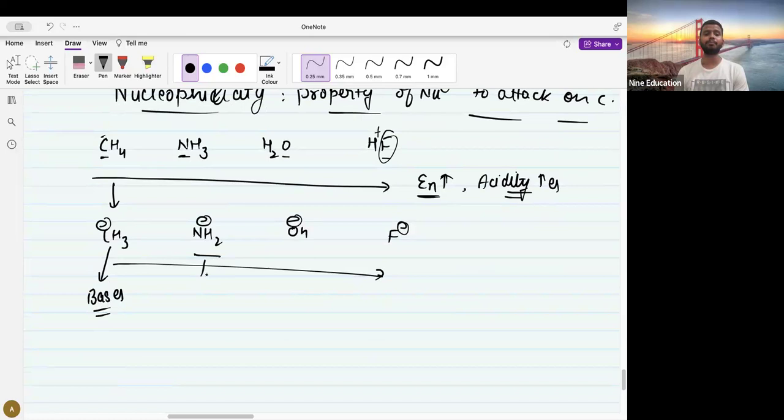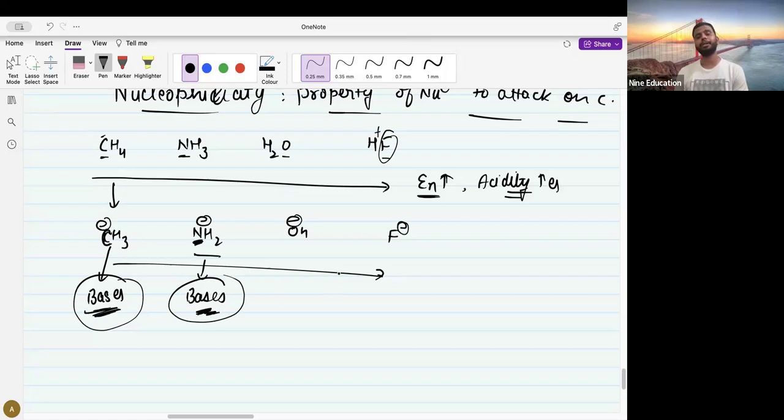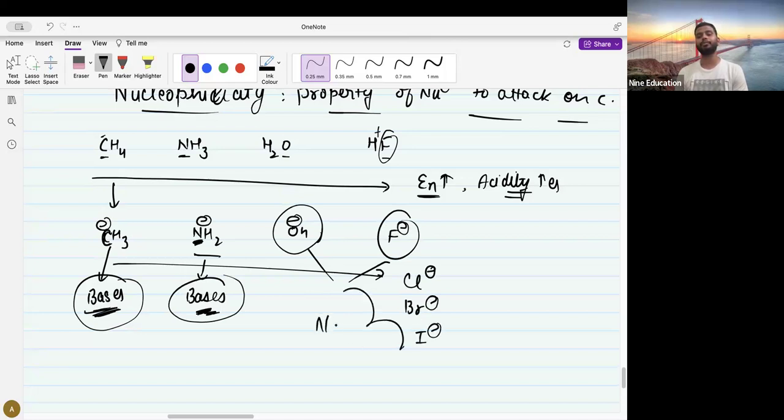They act as bases. Always remember, whenever you have N minus, they will act as bases. And whenever you have carbon minus, they will act as bases. But if you have OH minus, fluorine minus, chlorine minus, bromine minus, iodine minus, these all will act as nucleophiles.